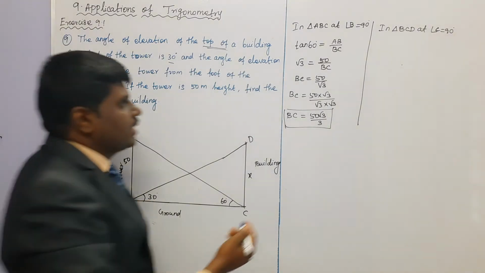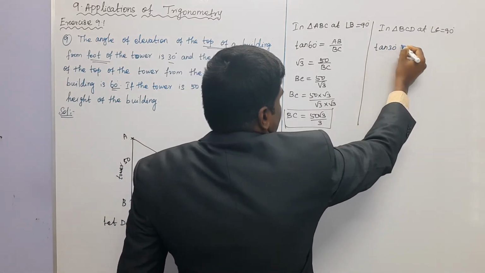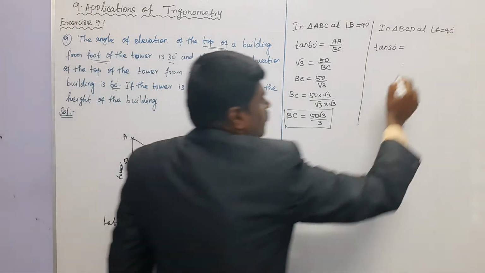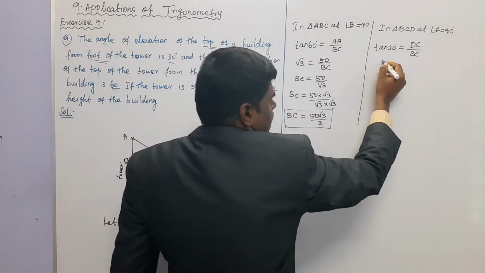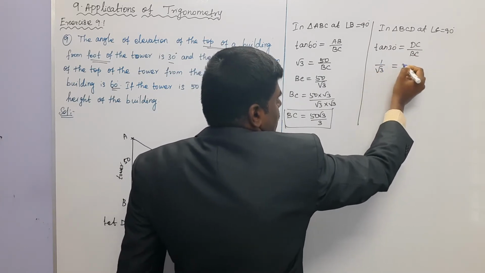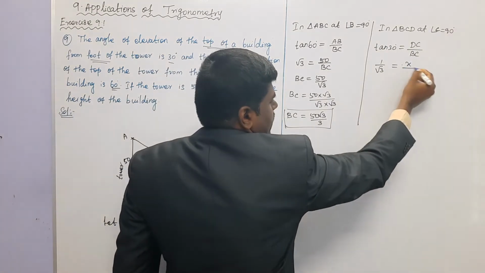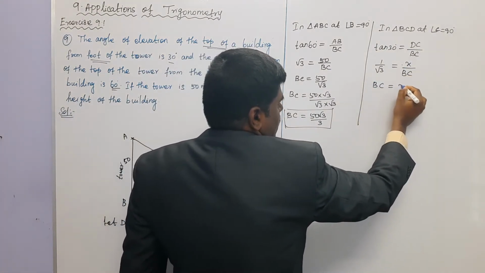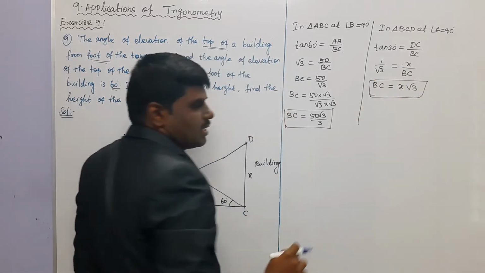Tan 30 degrees is equal to opposite side over adjacent side, DC by BC. The value of tan 30 degrees is 1 by root 3. So DC is equal to x, so x by BC. To simplify, BC is equal to x root 3.